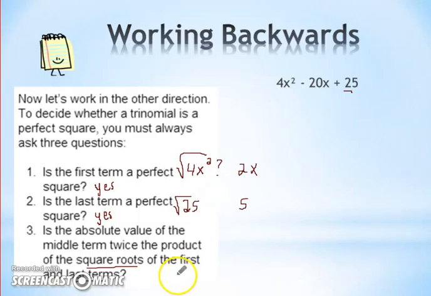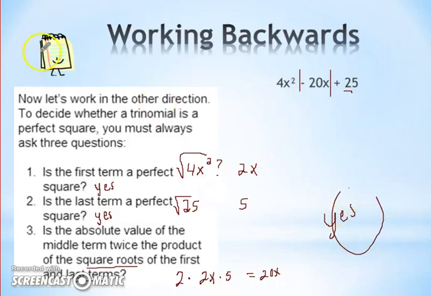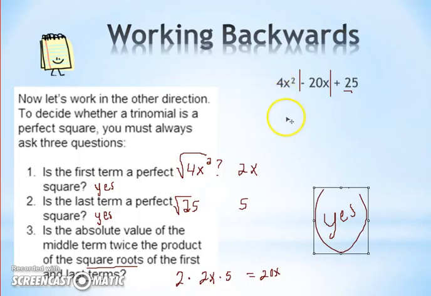So if we were to check 2 times 2x times 5, it should equal the absolute value of this middle term. So 2 times 2x is 4x. 4x times 5, we do get a 20x. And the absolute value of a negative 20x is still 20x. So yes. Whoops, that circle did not end up over my yes. This one is a perfect square trinomial.